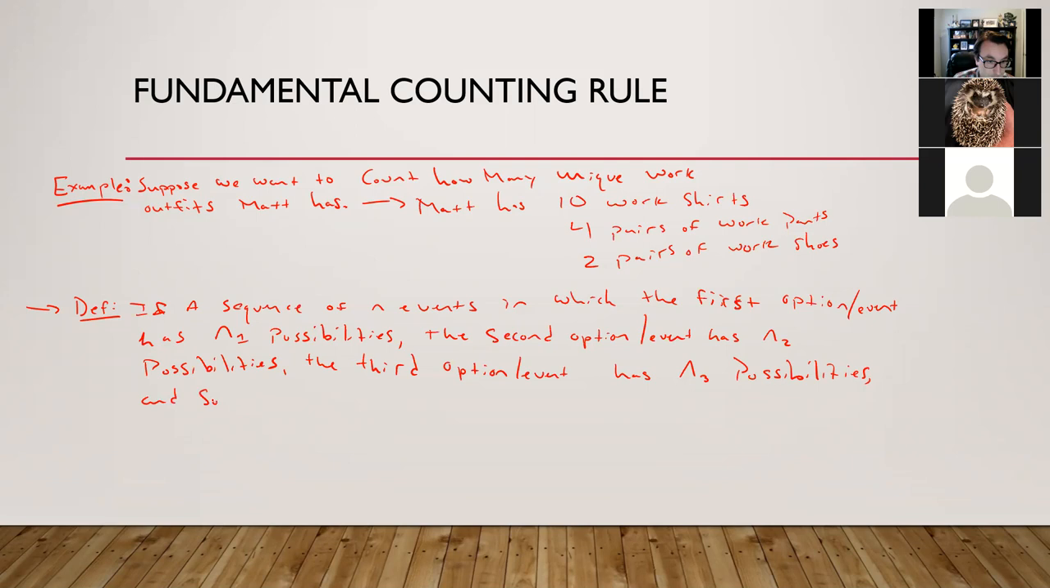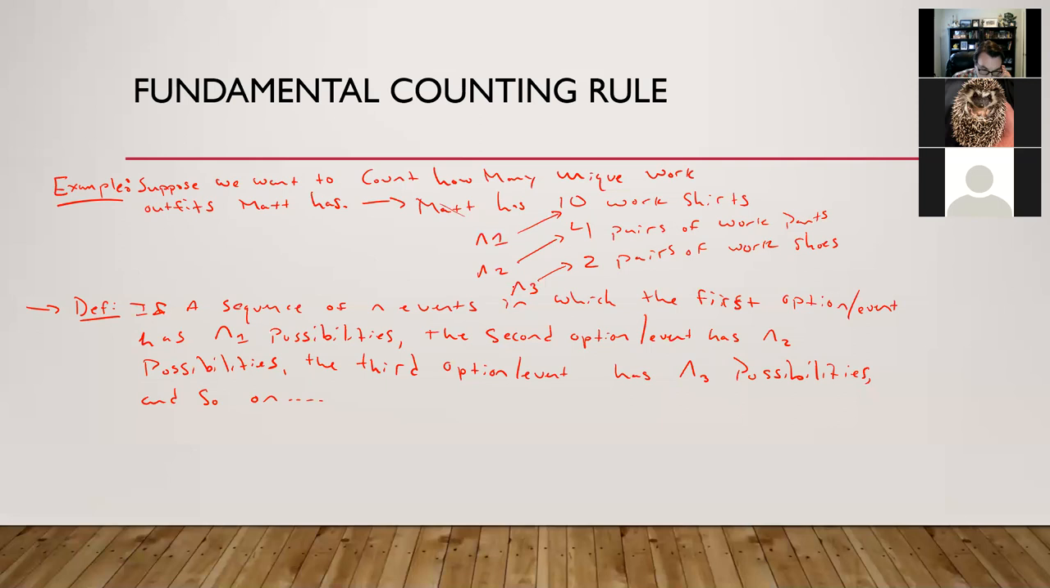Notice the definition says a sequence of n events. Choosing my work outfit is actually a sequence of events. When I go to work in the office, the first thing I do is select my work shirt, then I select the pair of pants, and the last thing I do is select the work shoes. So this 10 is my n sub 1 number, the 4 is my n sub 2 number, and the 2 is my n sub 3 number.